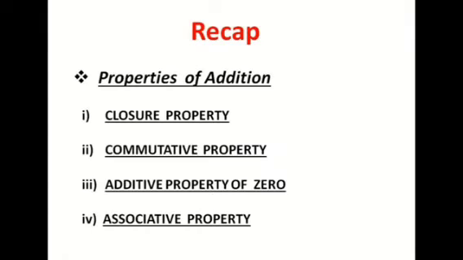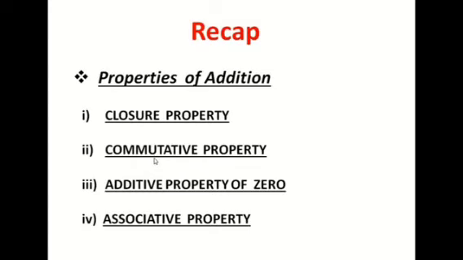In our last class, we discussed the properties of whole numbers with respect to addition. Let us have a quick recap of those properties. First property we discussed, closure property. Can you remember? This property says the sum of two or more whole numbers is also a whole number. We have chosen a and b as two whole numbers. The sum a plus b, we proved, is also a whole number.